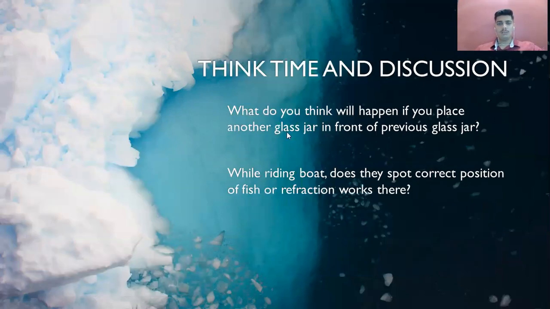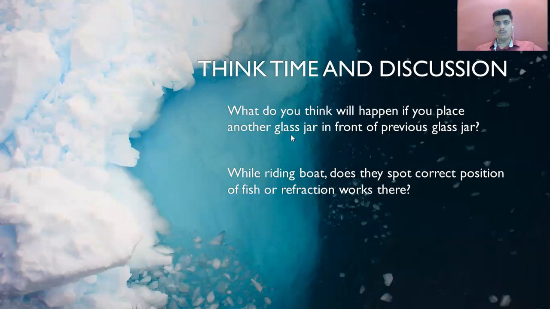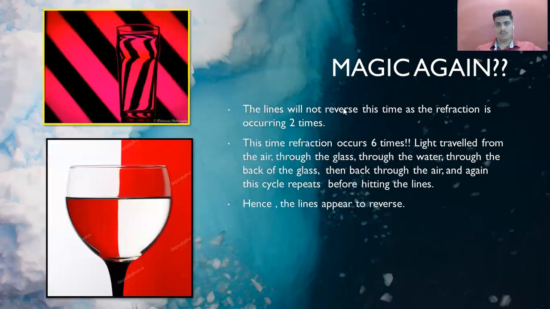Now, here we have some questions. What do you think will happen if you place another glass jar in front of the previous glass jar? And the other question is, while riding a boat, can you spot the correct position of a fish, or does refraction work there? So let's see the answers. What do you think happens if you place another glass jar in front of the previous one?